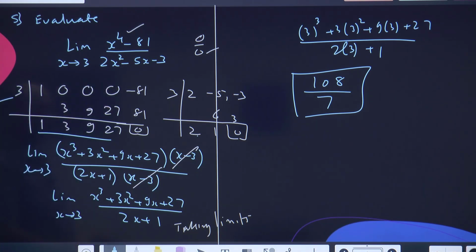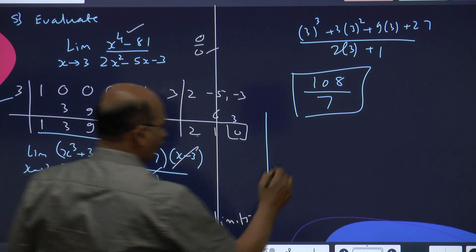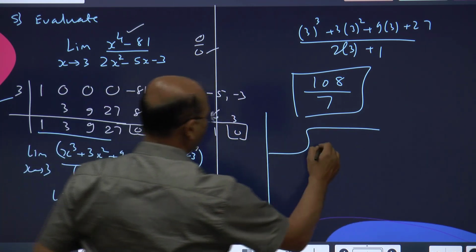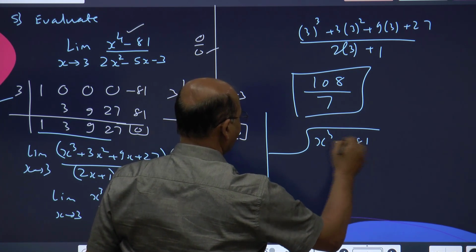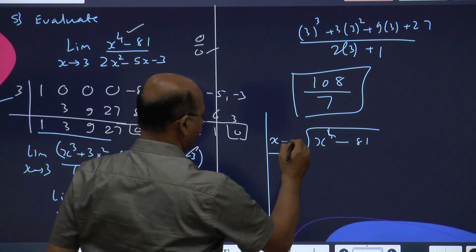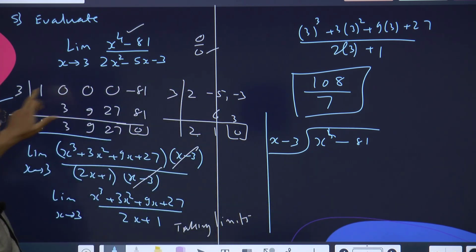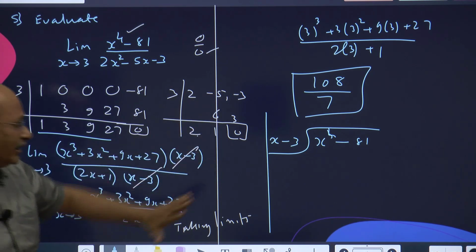So can you just factorize x raised to 4 minus 81 by long division, because I got a different answer. Let us see, I will show you. I am going ahead now. x raised to 4 minus 81. Now remember, x is tending to 3, so write x minus 3, because x is equal to 3 you are taking. So I take x minus 3 as the divisor.